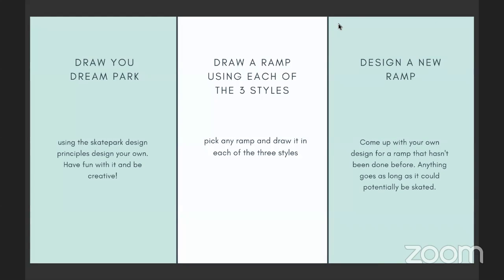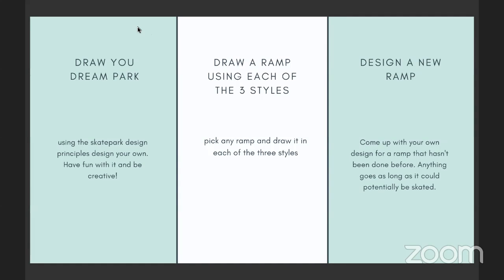The first one is draw your dream park. So using the principles that we went over of skate park design, create your own. So be creative with it, but also try to keep in mind things like flow and alignment, and try your best to create a park using those principles.